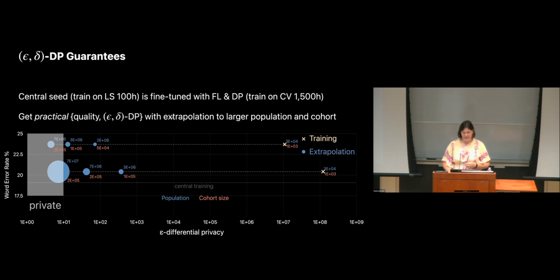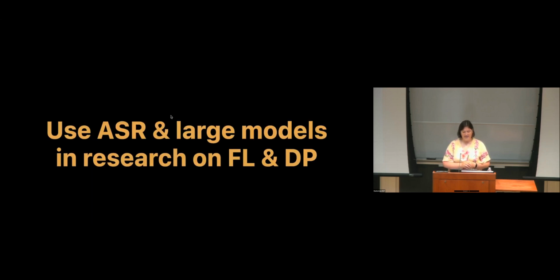Okay, so in the end, what I'm trying to tell you is: please go ahead and work on differential privacy federated learning for speech. And moreover, look into larger models, not LLM-scale, but even on the order of millions of parameters, and how it behaves for these kinds of tasks.